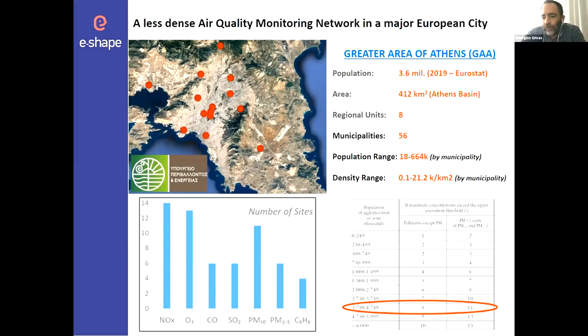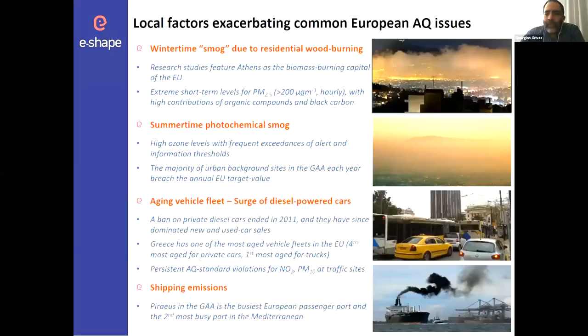Seeing the previous examples of other cities, one might wish for a denser network also in Athens. But the thing here is that, with the current requirements of the EU directive, this distribution conforms with the requirements, and this somewhat might impede the further expansion of the network. Now, the main air quality issues currently in European cities are well known, but in Athens, for several of them, there are specific aggravating factors.